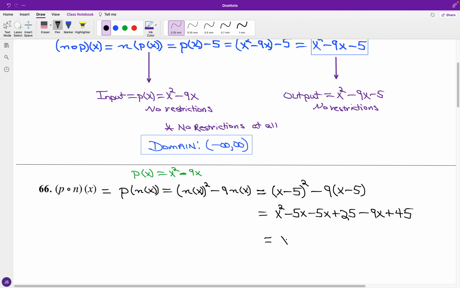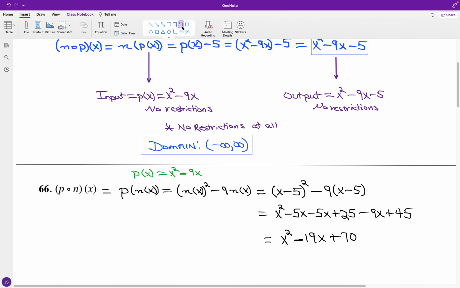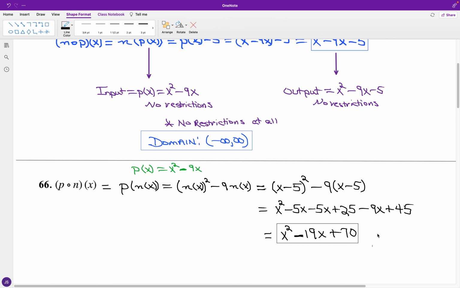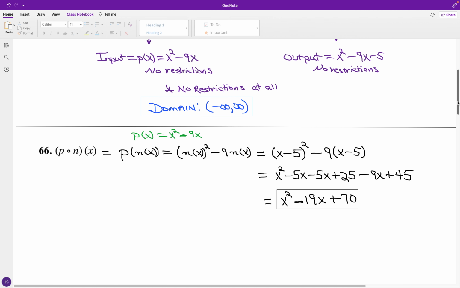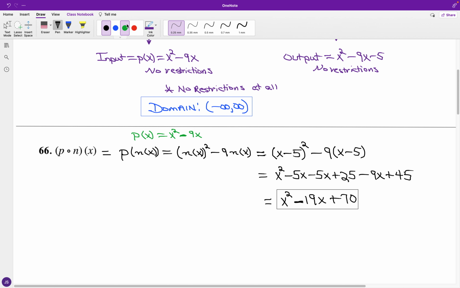Now we have just combining like terms together. So you have x squared, negative 5x minus 5x, again is negative 10x. Take away 9x, so we have negative 19x. And we have 25 and 45 will make 70. And that'll be the resulting output. Okay, so for what we have, again, just for the input and the output.